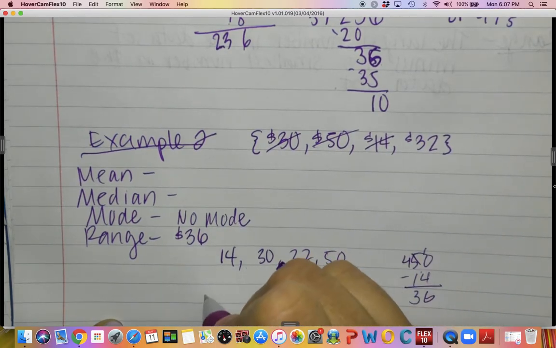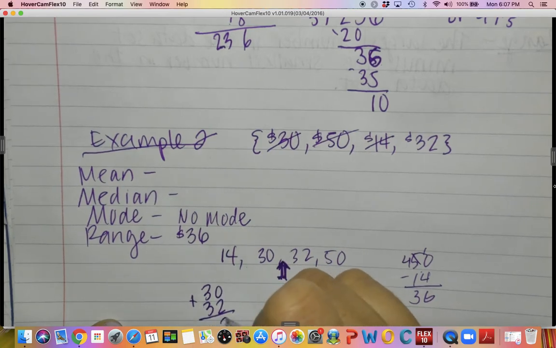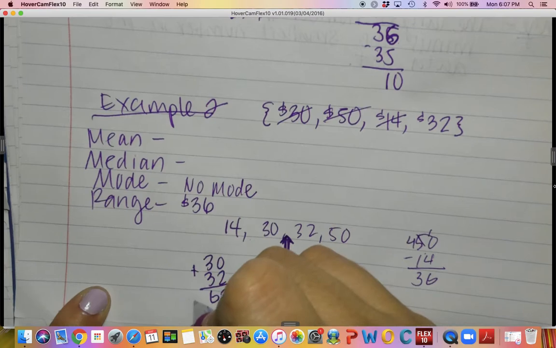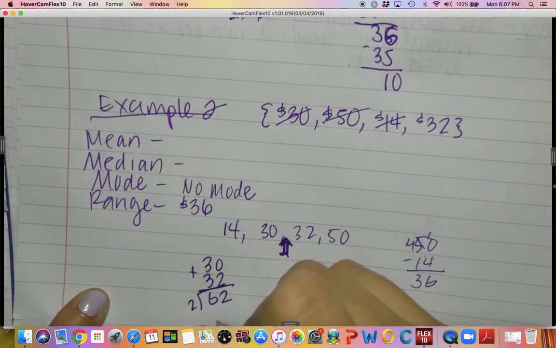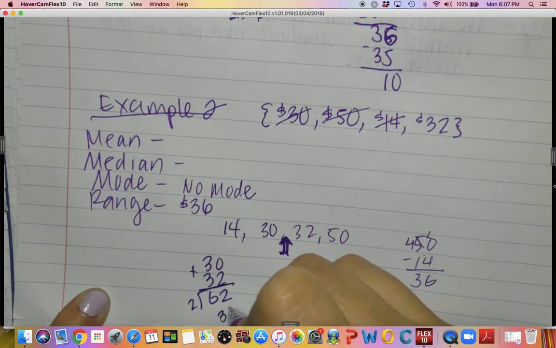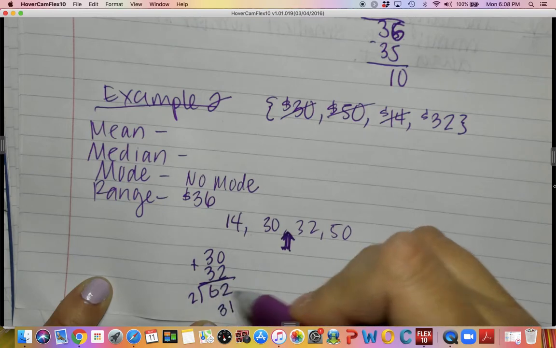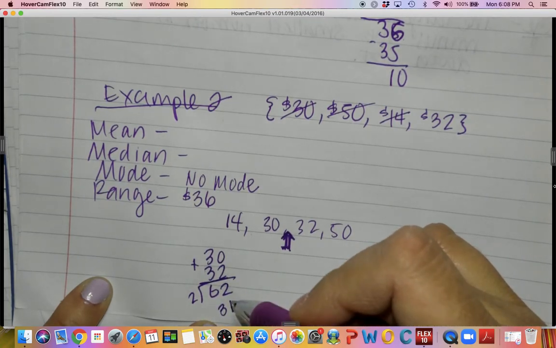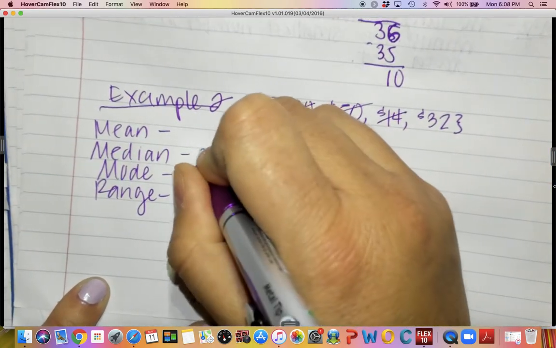So I take the average, I add 30 and 32, I get 62, and I divide 62 by 2, and I get 31. Sorry, I did it upside down. I did upside down division. So the median is $31.